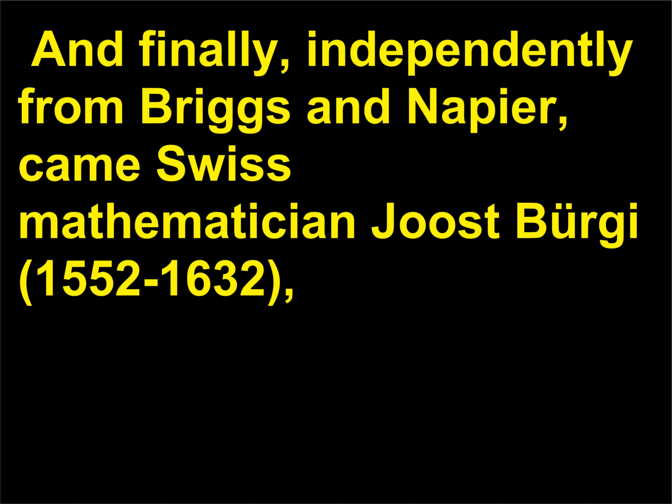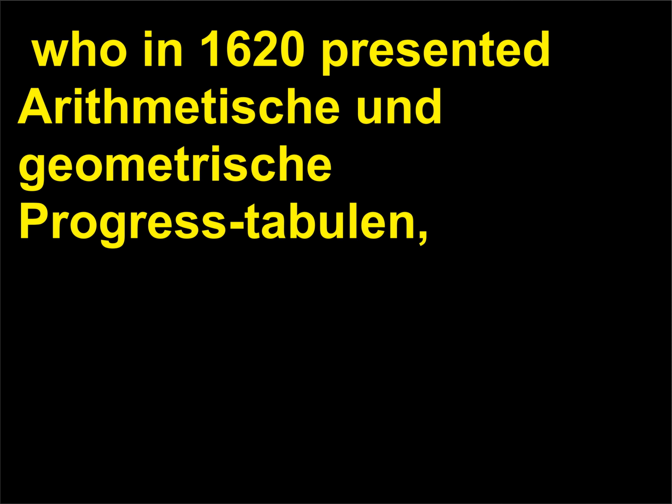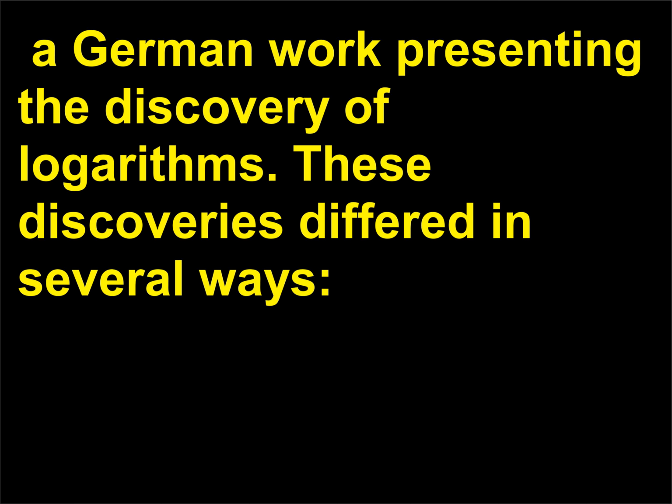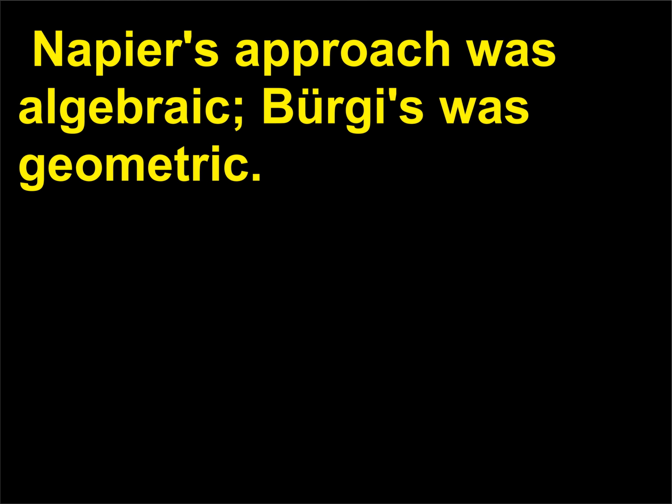And finally, independently from Briggs and Napier, came Swiss mathematician Jost Bürgi, 1552 to 1632, who in 1620 presented Arithmetische und Geometrische Progress-Tabulen, a German work presenting the discovery of logarithms. These discoveries differed in several ways. Napier's approach was algebraic, Bürgi's was geometric.